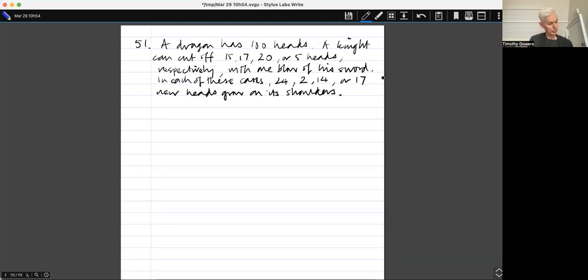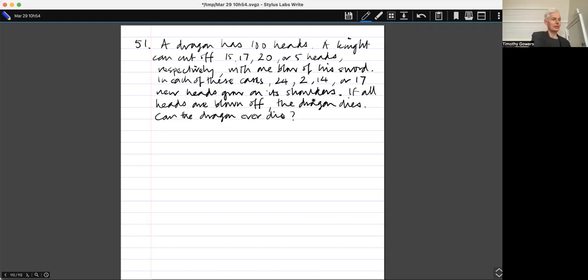If all heads are blown off, that's slightly mysterious because I thought they were being cut off, but there we go. The dragon dies. Can the dragon ever die? Well, let's not be too mathematical about it and say, well, it depends whether there are any other ways the dragon could die and things like that, but we all know what the question means.